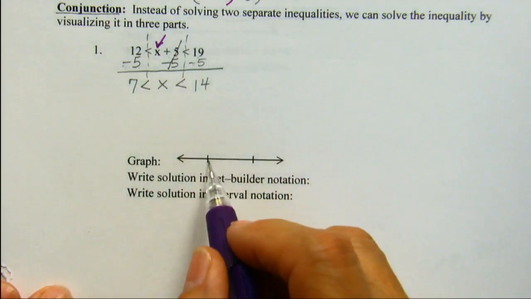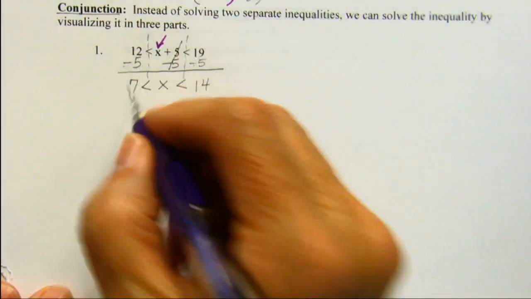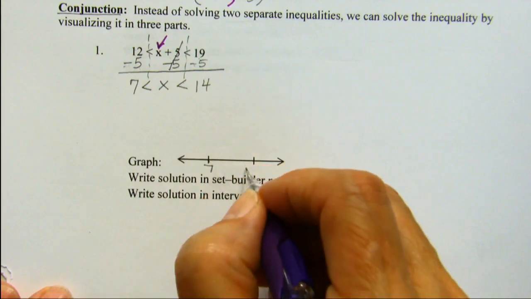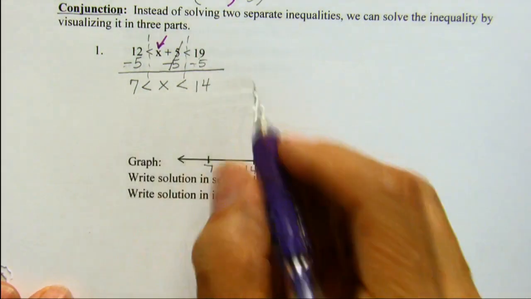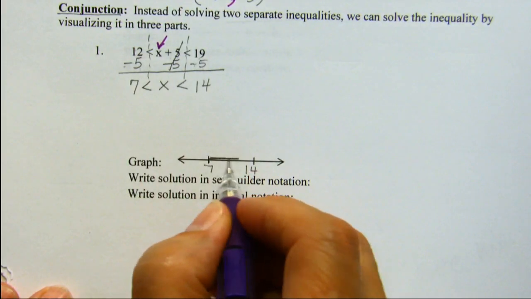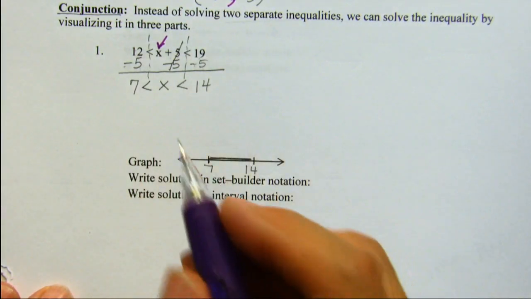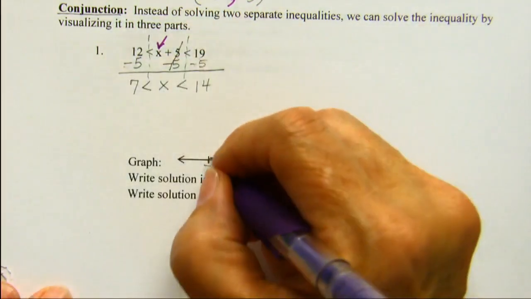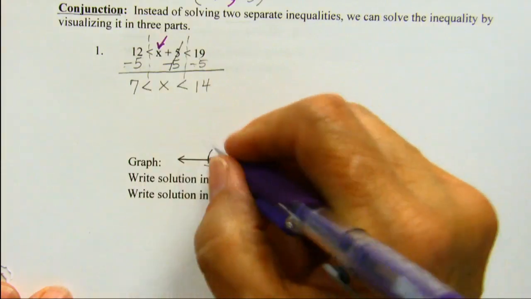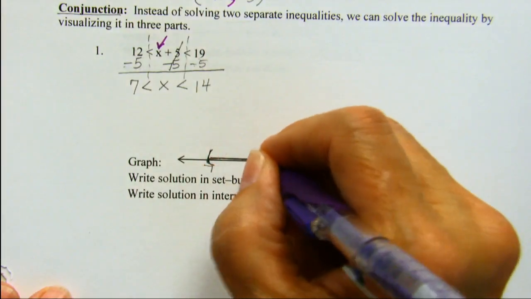Okay, I'm ready to graph that. 7 on the left, 14 on the right. It's a conjunction, so my graph will be in between. Parentheses or brackets? Parentheses. Parentheses, good job. My pencil keeps breaking.